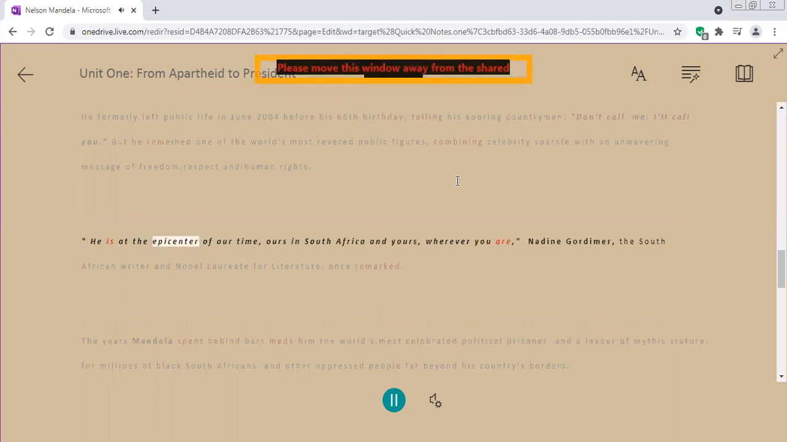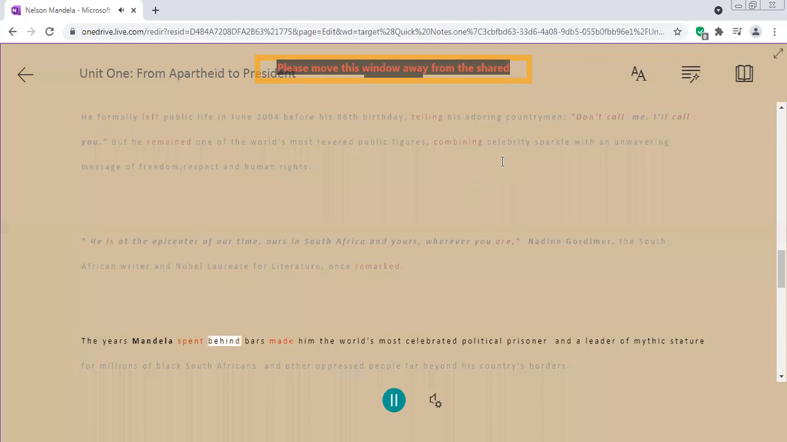He is at the epicenter of our time, ours in South Africa and yours, wherever you are. Nadine Gordimer, South African writer and Nobel laureate for literature, once remarked, "The years Mandela spent behind bars made him the world's most celebrated political prisoner and a leader of mythic stature for millions of black South Africans and other oppressed people far beyond his country's borders."